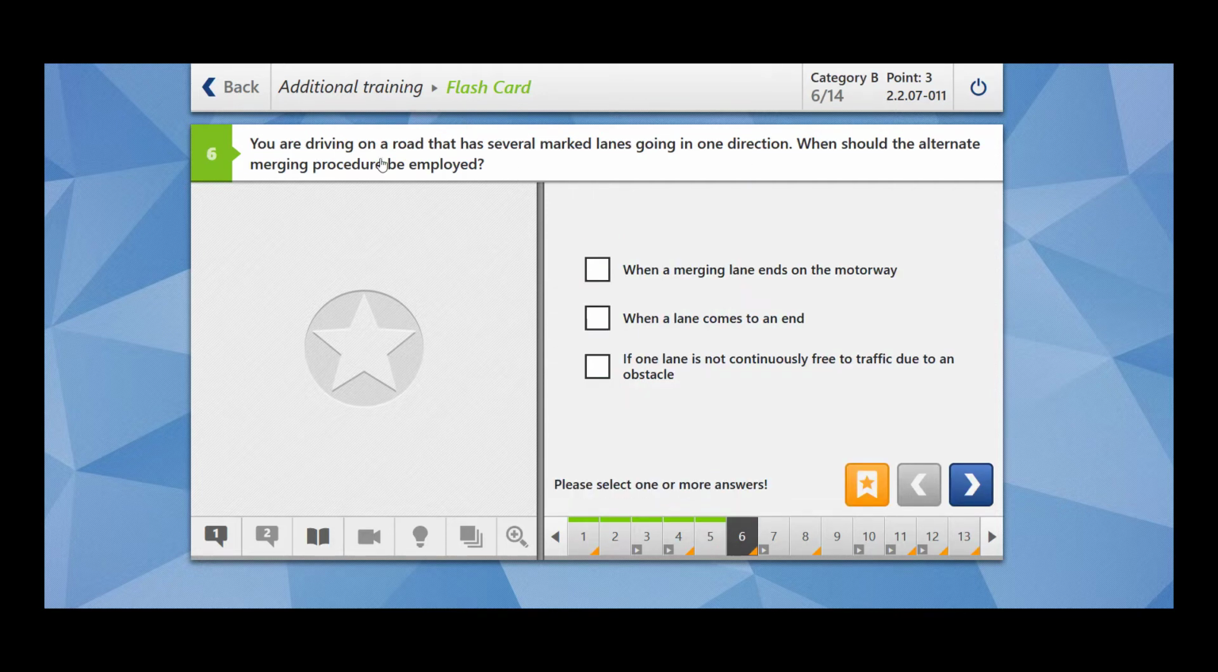You are driving on a road that has several marked lanes going in one direction. When should the alternate merging procedure be applied? So when should you apply that? When a merging lane ends on the motorway, when a lane comes to an end. Yes. So whenever your lane comes to an end and you cannot drive straight ahead, then you have to merge. If one lane is not continuously free to traffic due to an obstacle, this is also correct. If your lane is about to end due to some kind of obstruction, and you are about to reach the end of this lane where there's no possibility of driving ahead, only then should you merge.